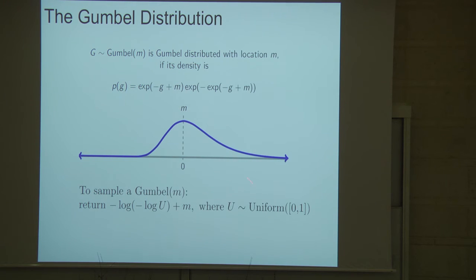And then just a practical point, if you want to sample a Gumbel, it has a location parameter for our purposes here, which is m. If you want to sample a Gumbel with this location value, what you do is you generate a uniform number using rand, and then you take the negative log of the negative log of the uniform and then add the location parameter to it.